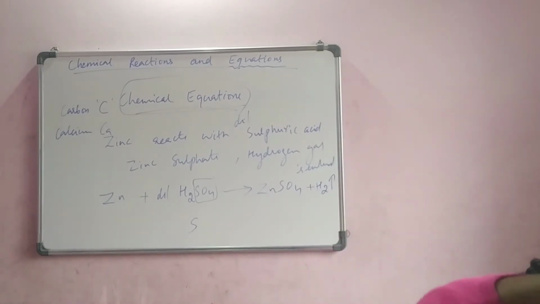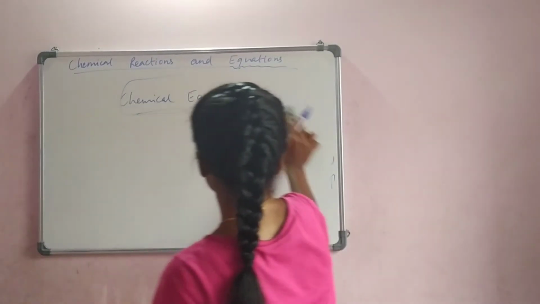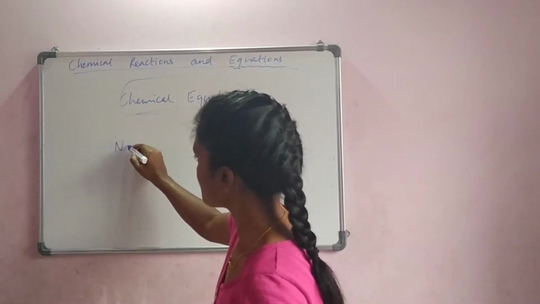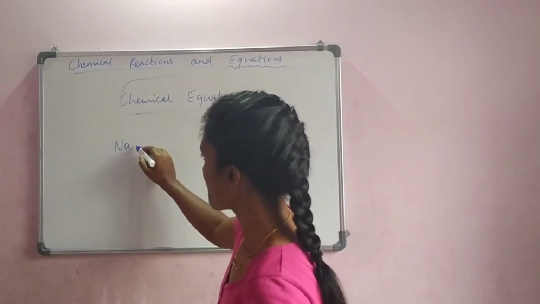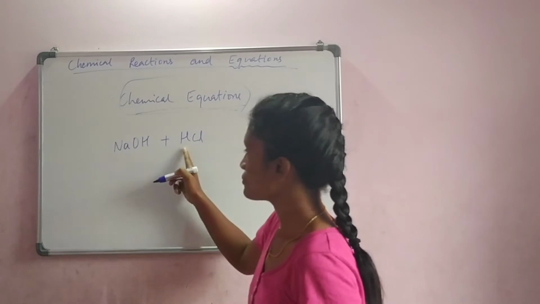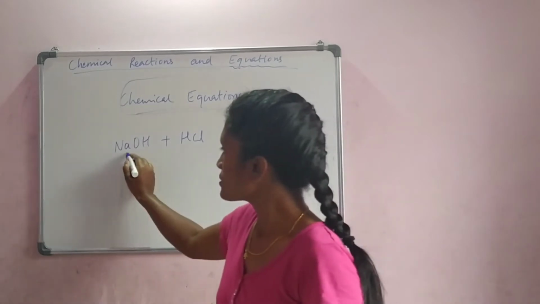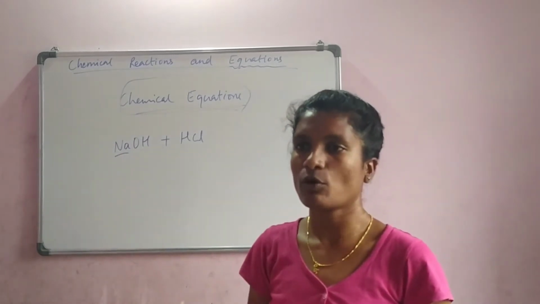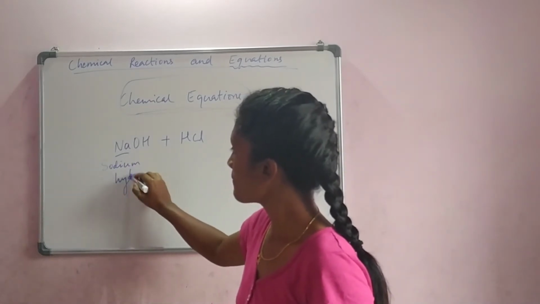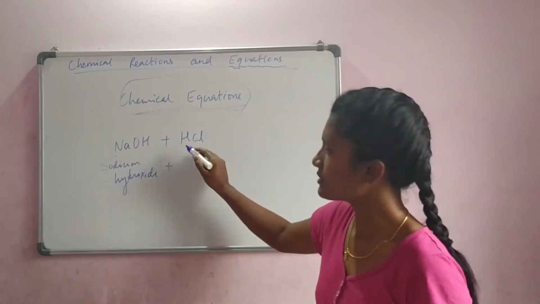Okay. Now we will take another example for chemical equation. So we can say that sodium hydroxide reacts with hydrochloric acid. So we are aware of hydrochloric acid. Maybe sodium hydroxide, some of us are aware. So this is sodium, OH is the hydroxide ion. They both combine to form sodium hydroxide. Then the sodium hydroxide is combining with hydrochloric acid.